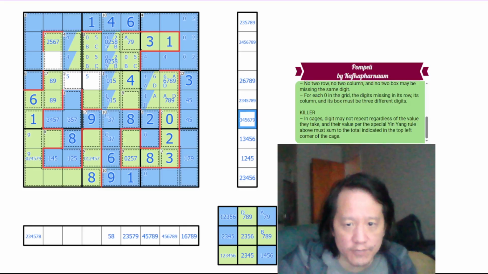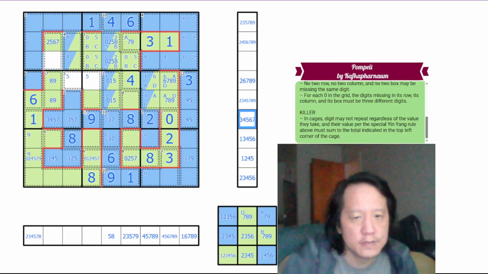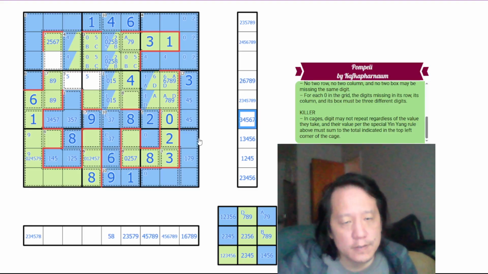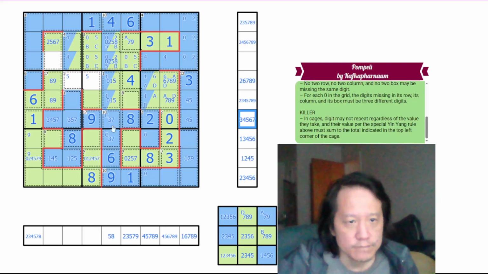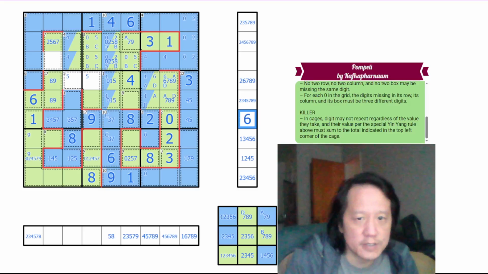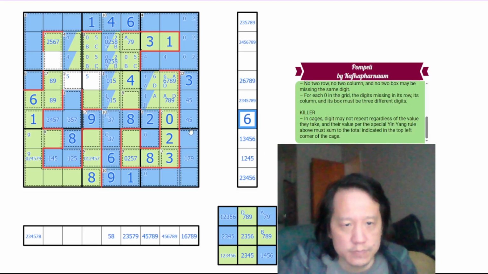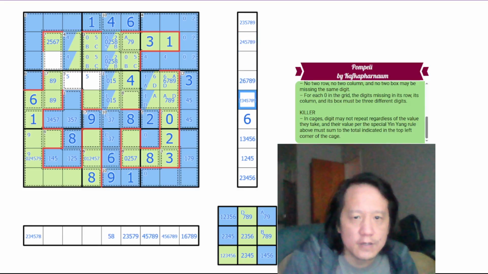This cannot have a 9 missing. So it has a 6 missing. So 6 can't be here, 6 can't be here, 6 can't be here. So this must be a 6 missing here. Okay. Which eliminates 6 in the rest of the missing cells in rows.